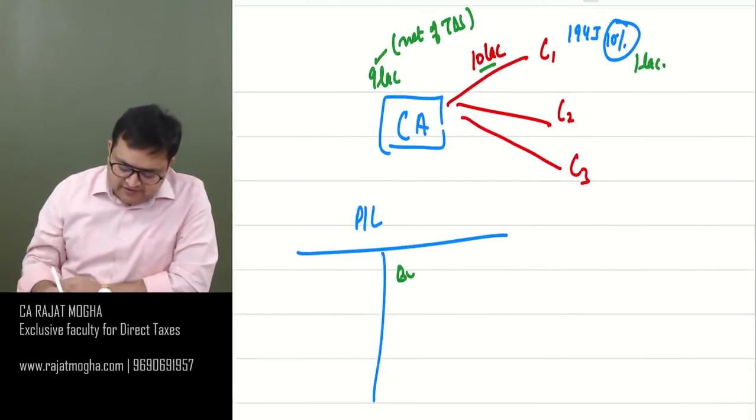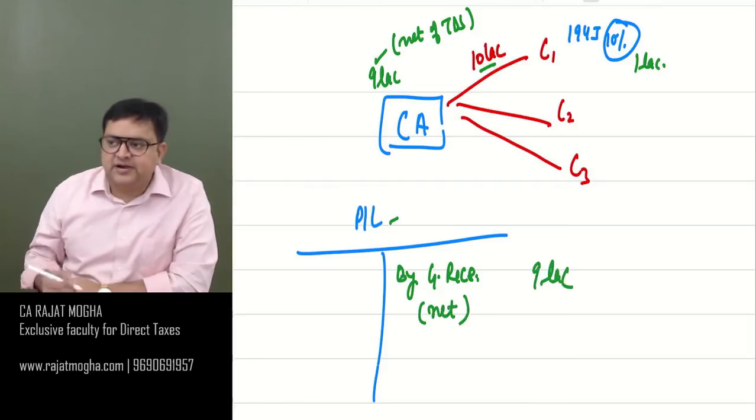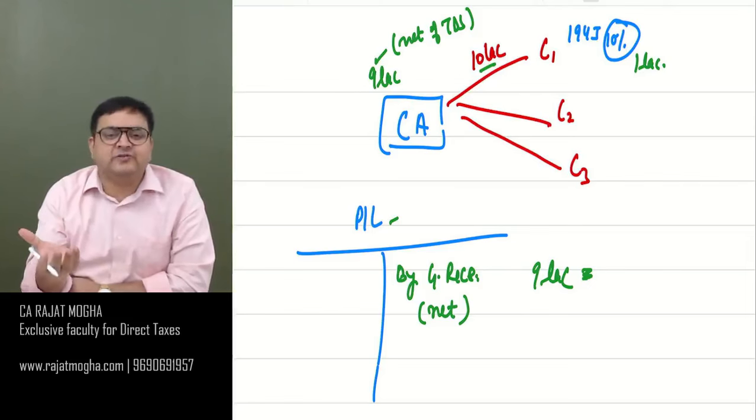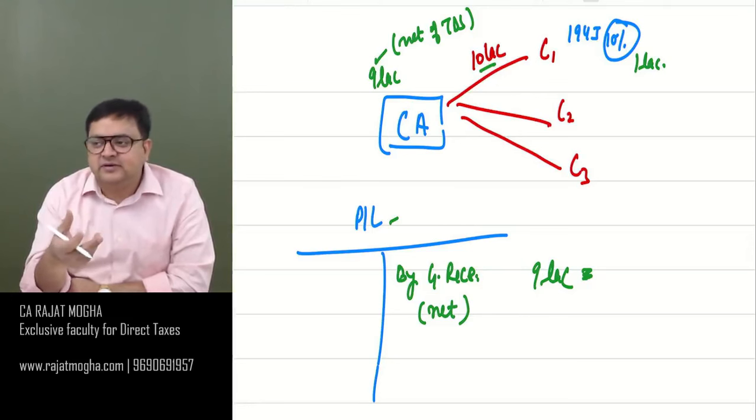Guys, if you write gross receipts 9 lakh in your P&L account, which is net of TDS, after TDS, please tell me whether 9 lakh is your income or 10 lakh is your income. You all know that we have to take it to the gross level. Everybody agree? We have to take our income before TDS. So your income is not 9 lakh, your income is 10 lakh.